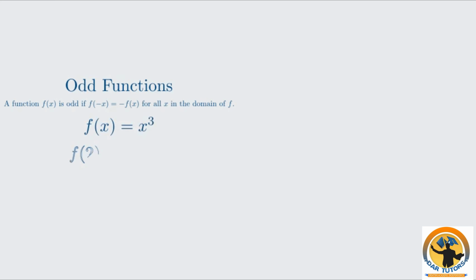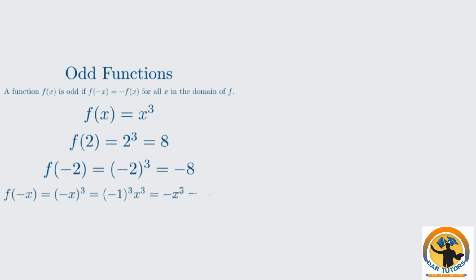If we test x = 2, f(2) is 2 cubed, which is 8. Now, let's test x = -2. f(-2) is (-2) cubed, which is -8. Notice that f(-2) is the negative of f(2). This relationship holds for all x.